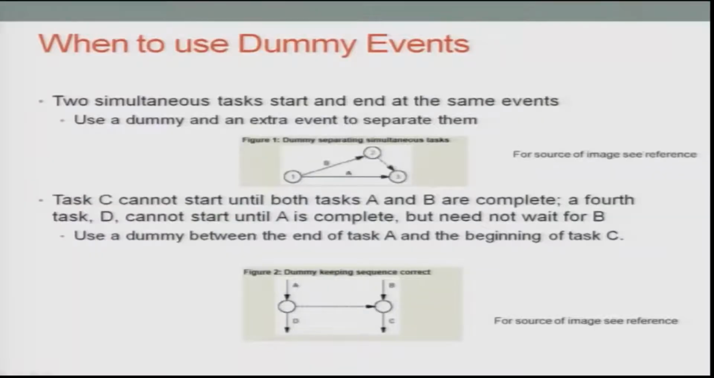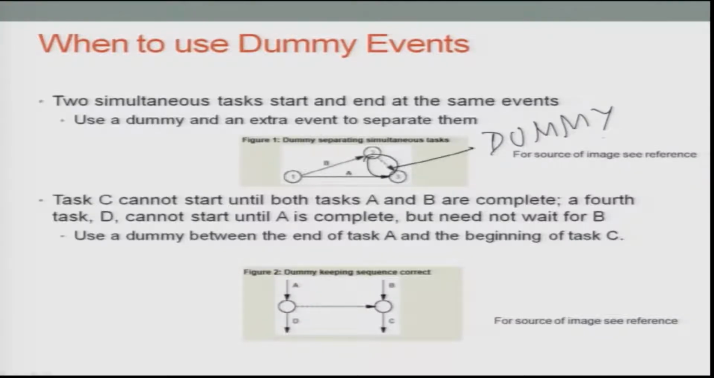Two simultaneous tasks start and end at the same time, and you use a dummy or an extra event to separate them. This dotted one is the dummy. This is the dummy activity which I am talking about. It would have no time assigned to it, but it will give you the relationship between the activities which are there. Now, task C cannot start until both task A and B are complete.